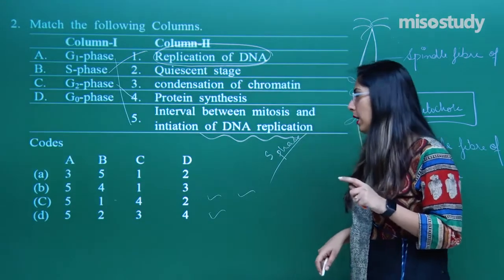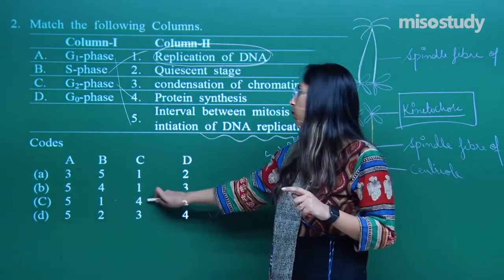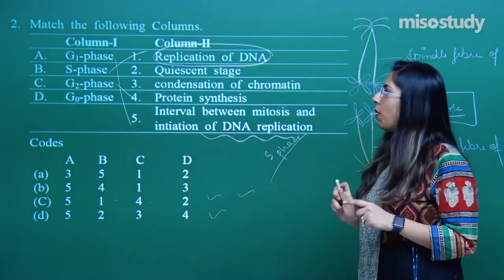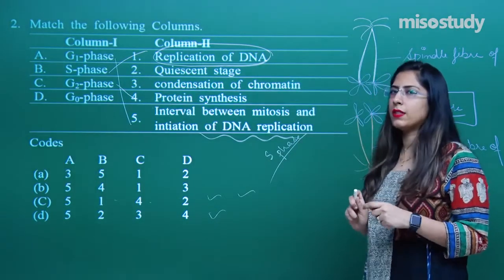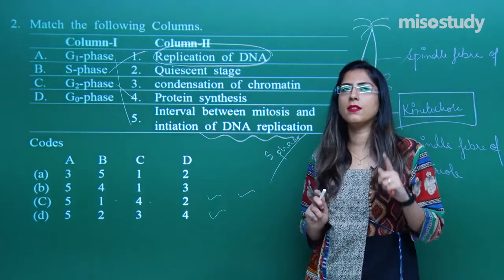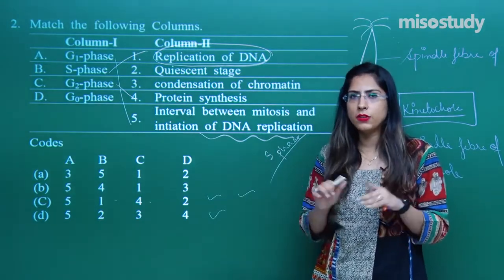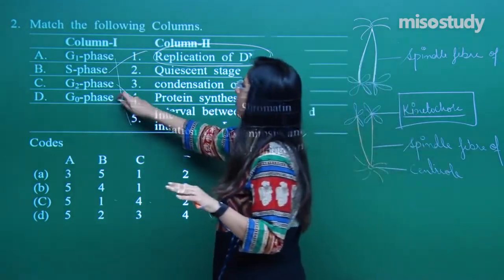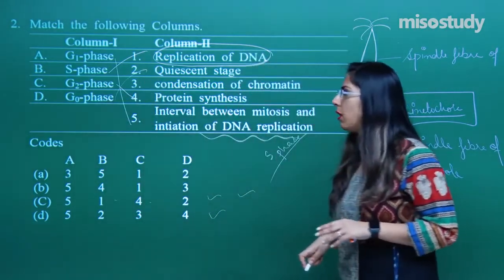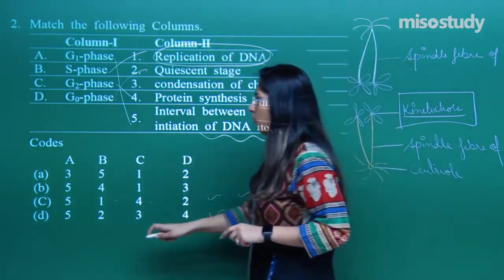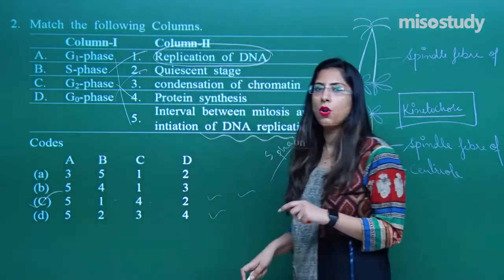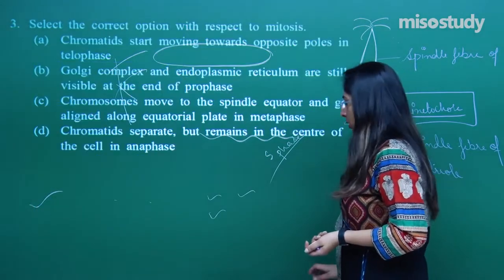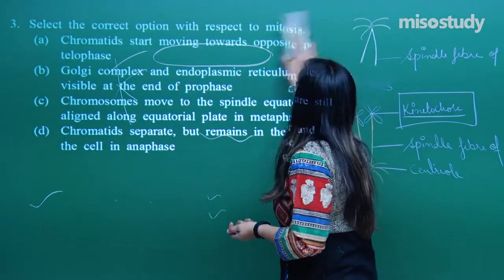We are left with one. So this is the fourth one, this is the right one. Let's look at the D option. In the D option, the G0 phase is there. G0 phase is that phase that is called a quiescent phase, in which no changes in the cell are going on. That means this is a quiescent stage. The correct option is option number 2. So the correct option is option number C for question number 2. Let's do the next question.